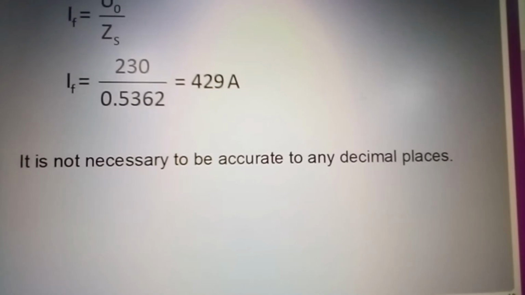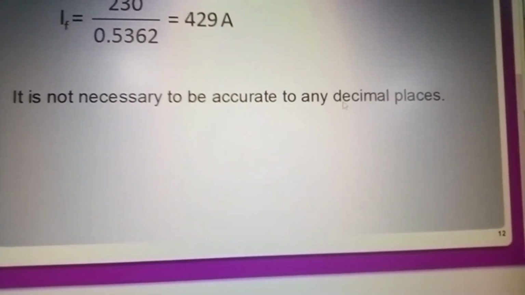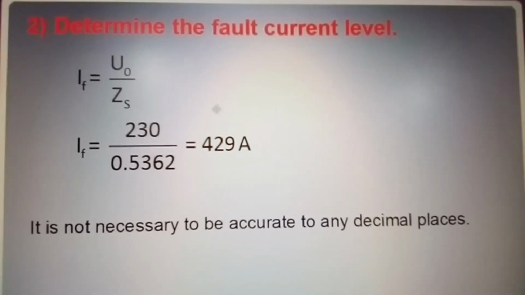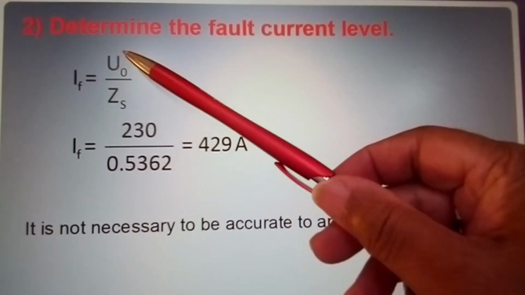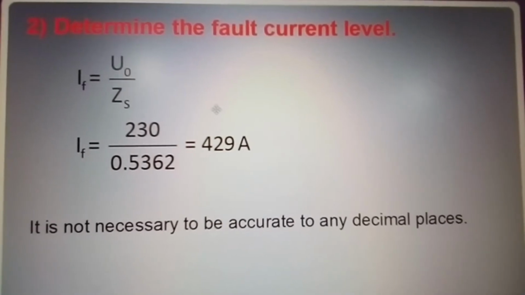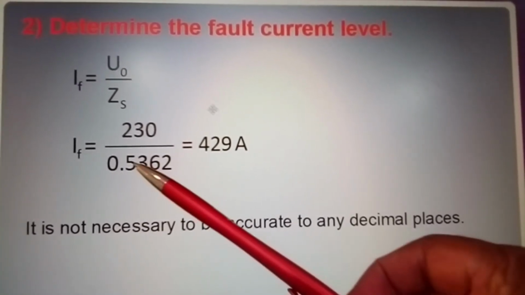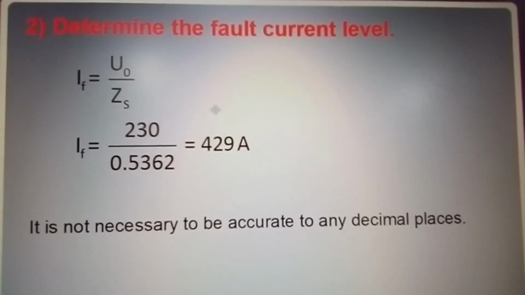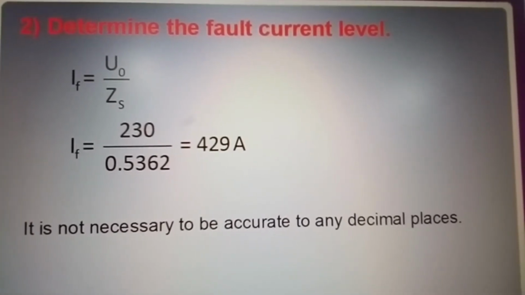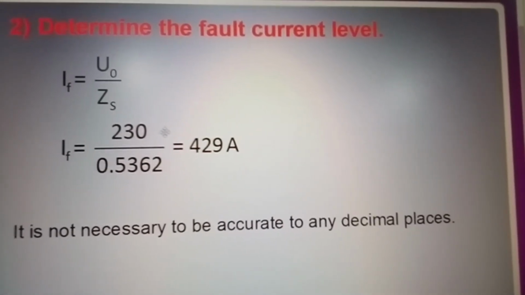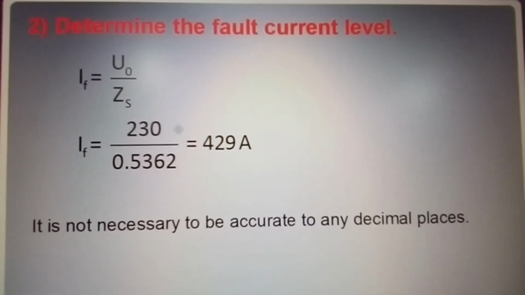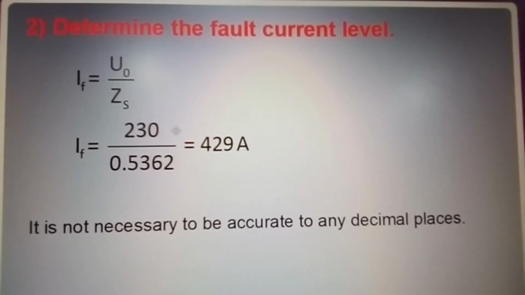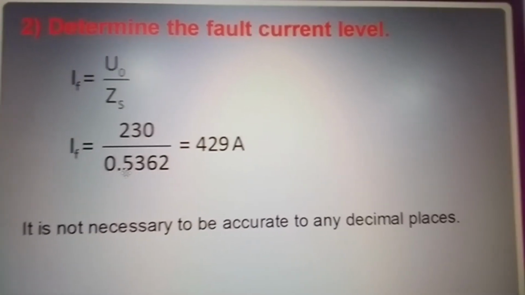So now for 2, let me just drop this down a bit into center. Now for 2, determine the fault current level. IF equals V over ZS, Z being the impedance in regards to the resistance of the R1 and R2, which we have just calculated previously. So we now know that IF, the fault current, will be 429 amps. It is not necessary to be accurate to any decimal places. Okay, 429 amps will suffice. Now make sure that you've calculated this on your own calculator for yourselves, that it does come up to 429 amps.